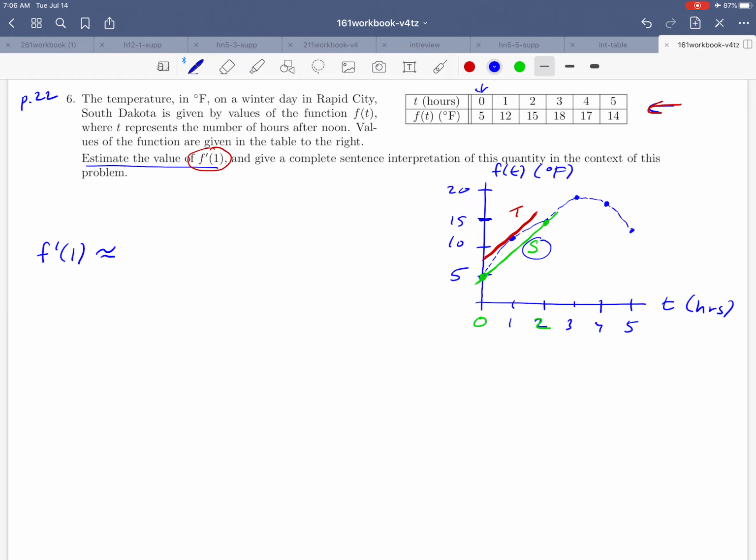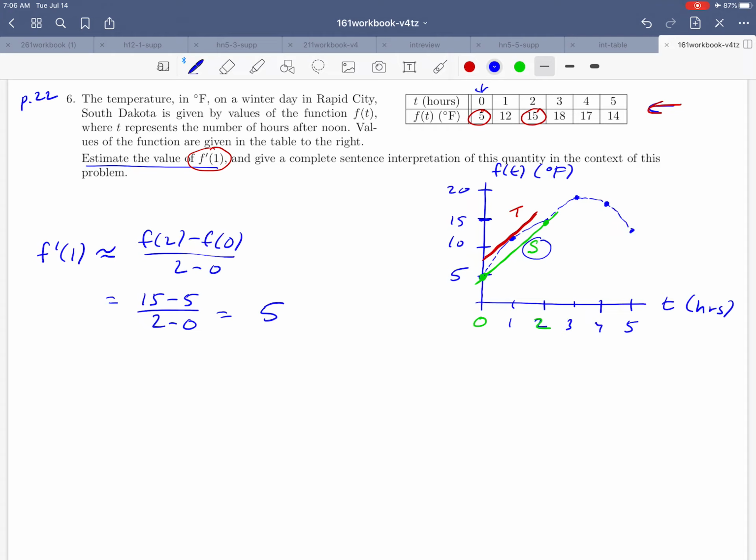So the slope of S would be f of 2 minus f of 0 over 2 minus 0. And we can see what f of 2 and f of 0 are in our table. f of 2 is 15 and f of 0 is 5. So we'll subtract those two numbers, divide by 2 minus 0. And if we do the arithmetic there, we've got 10 over 2, which is 5. So there's the numerical estimate of the derivative.